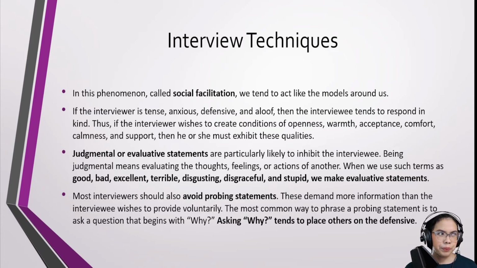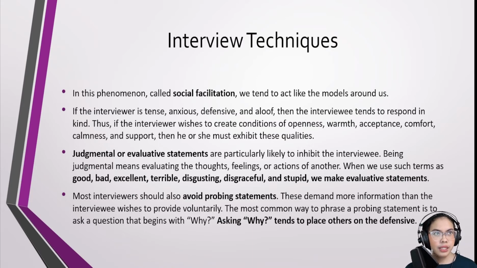Or why did you do that? That's not a good attitude or something like that. We do not tell them what to do. Okay, we do not prescribe. But of course, we also do not judge them based on their actions. So that's a complete no-no.